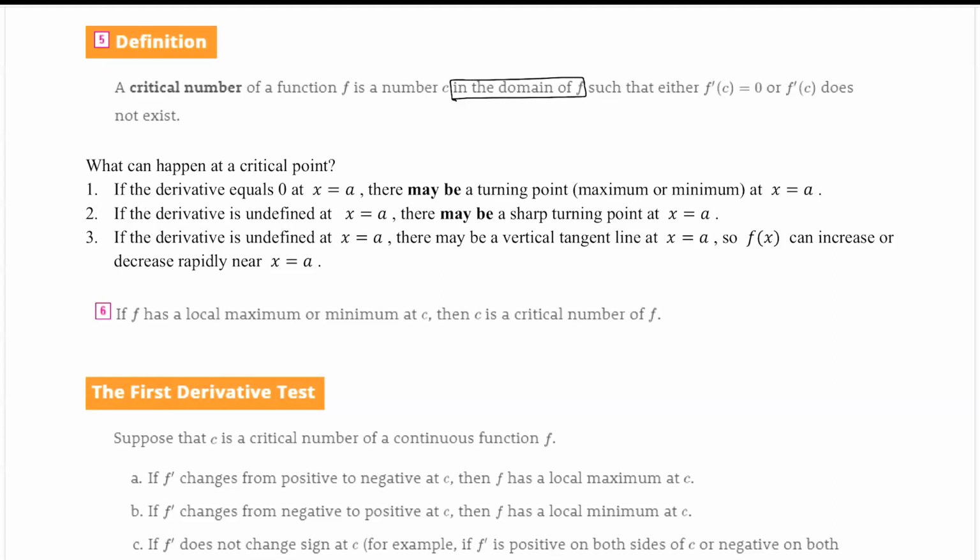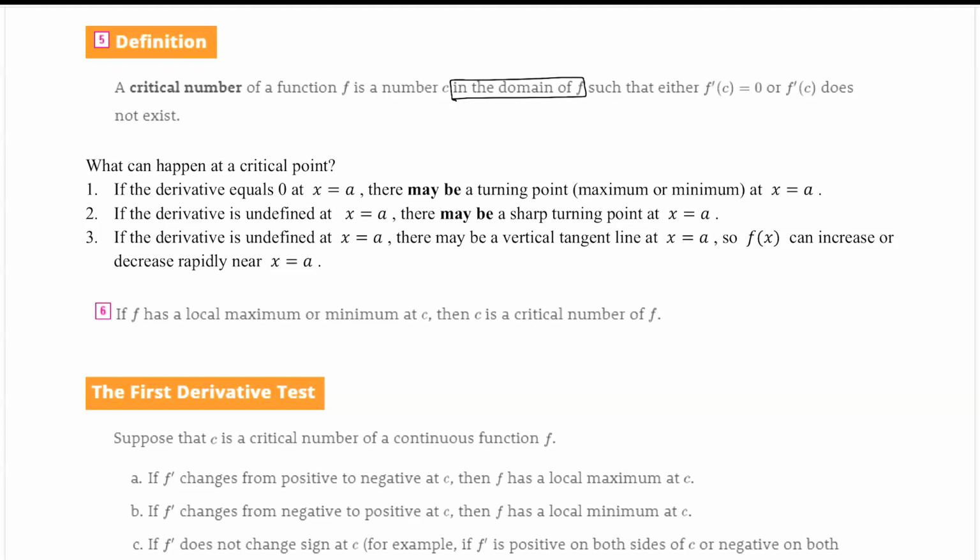Okay, then we have the definition of a critical number, and one of the key things you want to notice here is in order to be considered a critical number, that value, and again it's an input value, has to be in the domain of the function. If it's not in the domain of the function, then we can't consider it a critical number. But critical numbers are places, input values in the domain, where either the derivative is 0 or it doesn't exist.